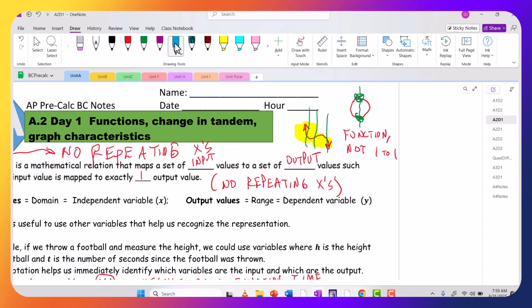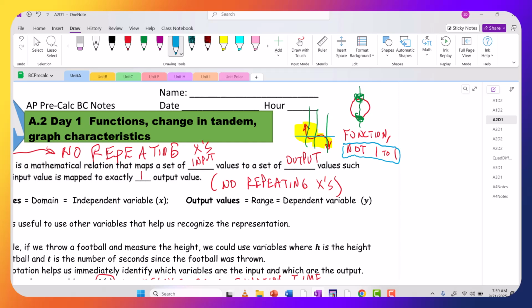But then I do want you to know this. Are there repeating y's in this graph? Oh, definitely. Still a function. Know this in the future. It's just considered not a one-to-one function. And hopefully that terminology was used with you last year. You don't necessarily need to know that right now, but in the future you will.